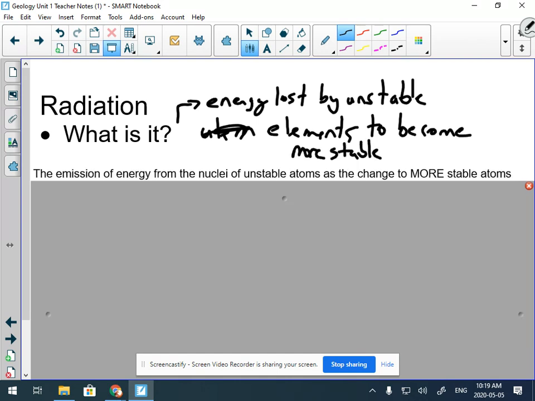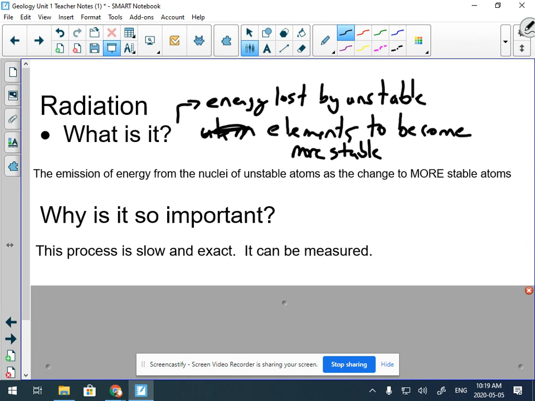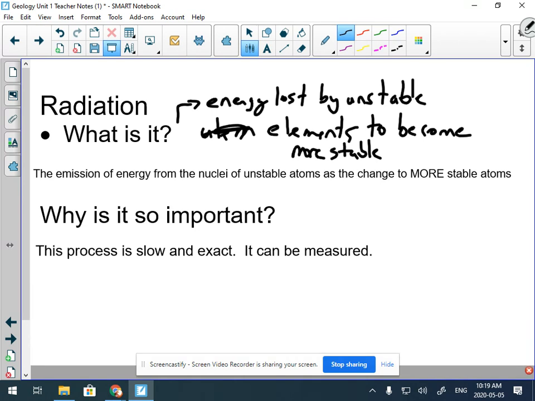Okay. Oh, look at that. The definition was already there. Okay, why is this so important? Well, every element can be measured, that energy, and every element will lose energy at a different rate. And you can measure that. And if you can measure it, you can figure out how old something is.